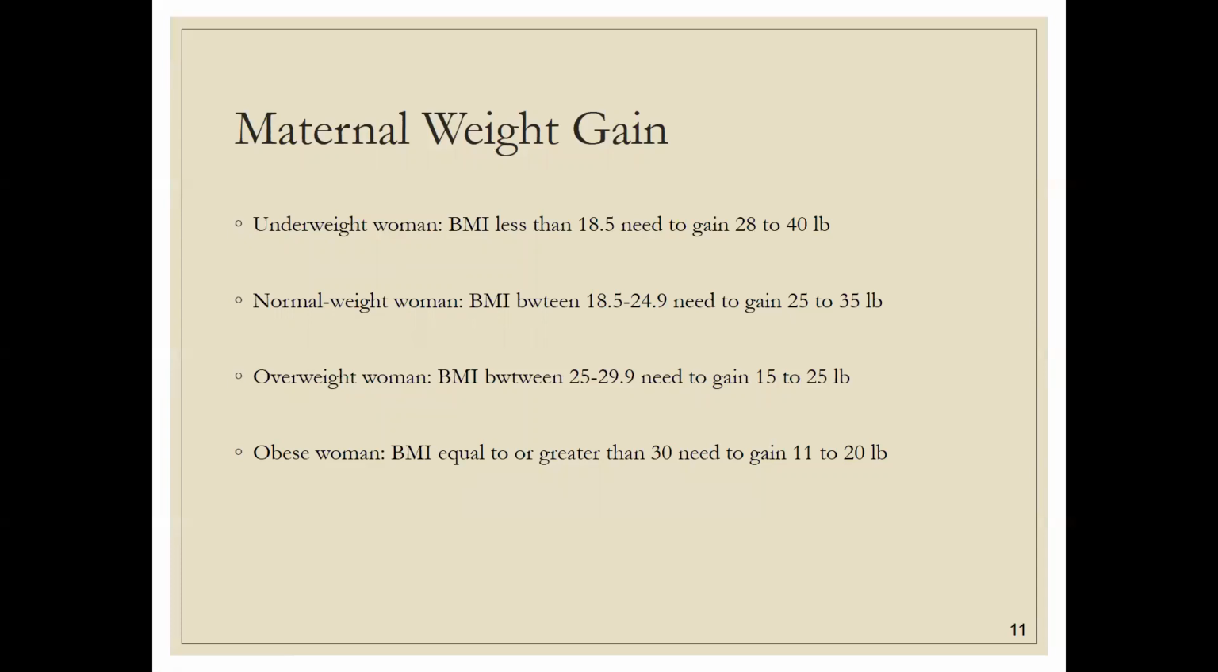Okay, so an underweight woman, so that's a BMI less than 18.5, needs to gain about 28 to 40 pounds during the pregnancy to have adequate nutrition for babe. A normal weight woman with a BMI between 18.5 and 24.9 needs to gain about 25 to 35 pounds. An overweight woman with a BMI between 25 and 29.9 needs to gain about 15 to 25 pounds. And an obese woman with a BMI equal to or greater than 30 needs to gain only about 11 to 20 pounds, if not any weight at all.